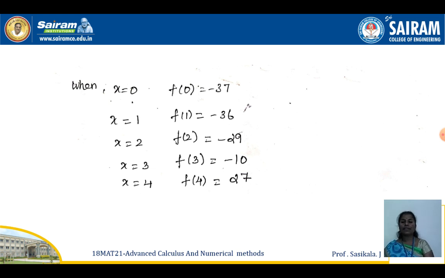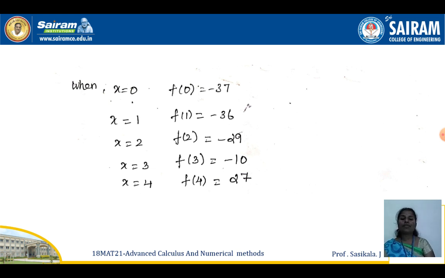Similarly, you can replace 2, I'll get minus 29. x is equal to 3, I'm getting minus 10. x is equal to 4, I'm getting f of 4 value is 27. So you can see at 3 and 4 we are having a negative to positive change. That means you are getting an opposite sign, so your answer must be in between 3 and 4.